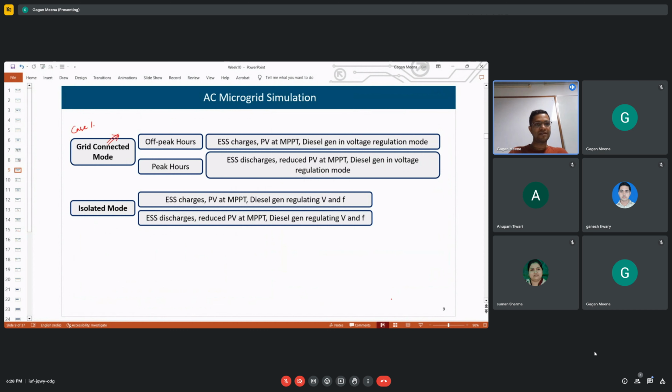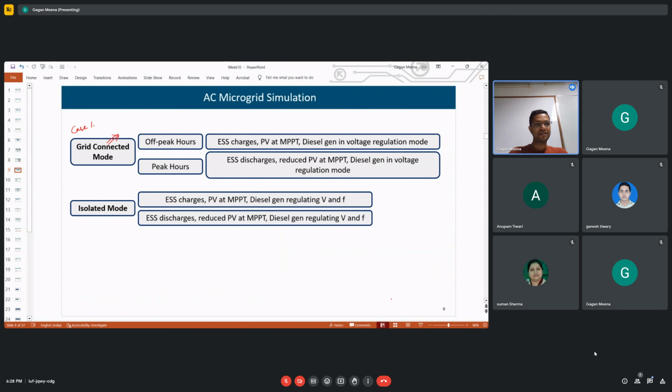So there can be two cases. One is energy storage is charging, PV operating at MPPT. Second is where PV generation is reduced. So we can say off peak, close to evening hours, or even the morning hours, where the PV generation is less. In that case, because we have to meet the load, energy storage will discharge. So is this clear?